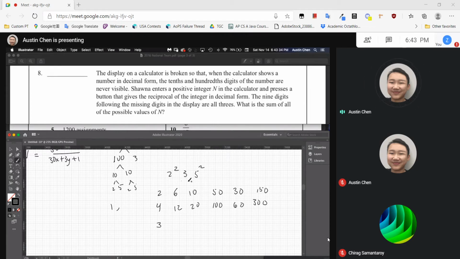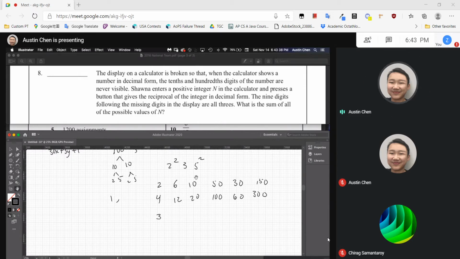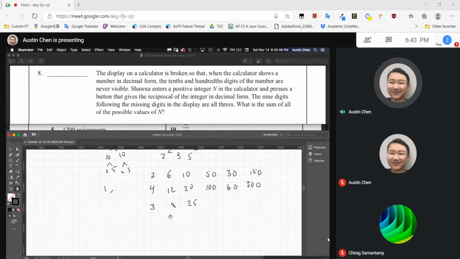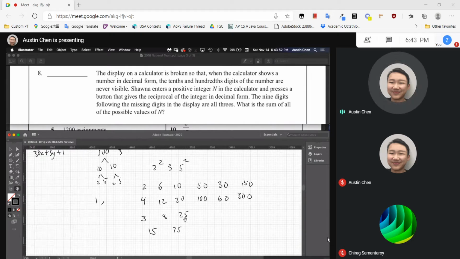Okay. And so those are all the ones with 2 and 4. And then let's look at just the ones without 2 and 4. So that will be 3, and we have 5 and 25. And then we have 15, 75. And do we have anything else?